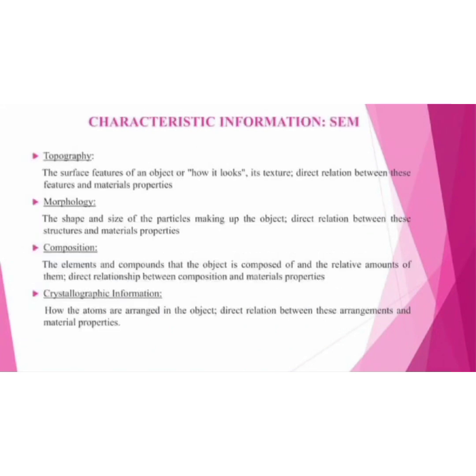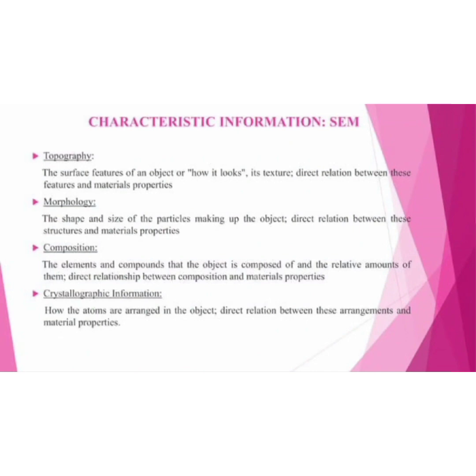Next, the characteristics of information from a scanning electron microscope. First, topography. Topography means the surface features of an object or how it looks, its structure, and the direct relation between these features and material properties. Next one, morphology. Shape and size of the particles making up the object.